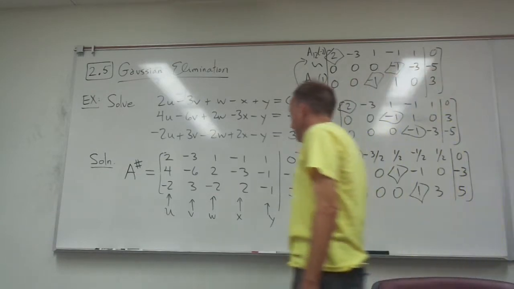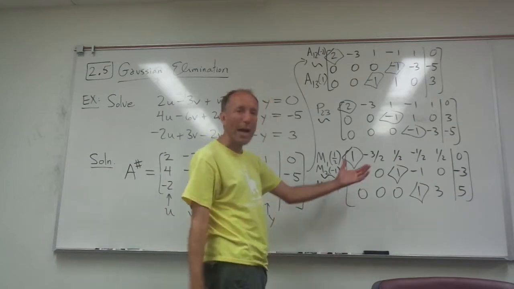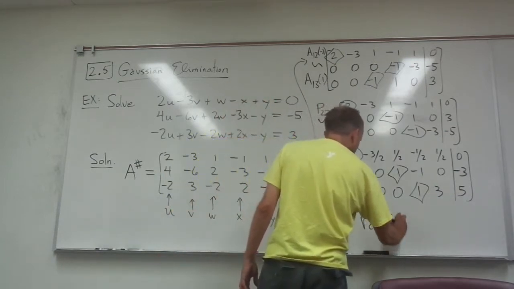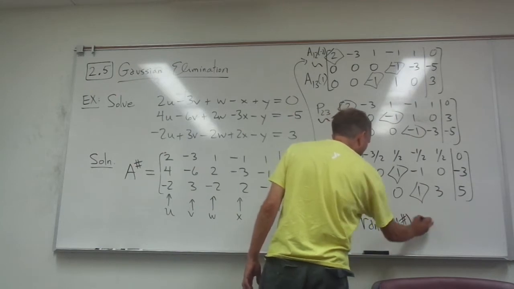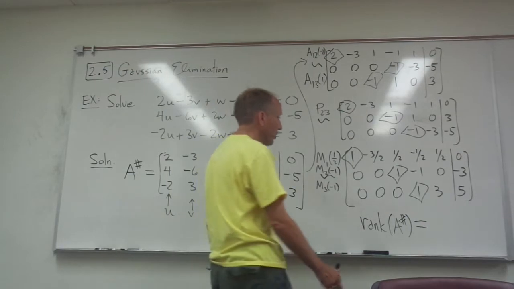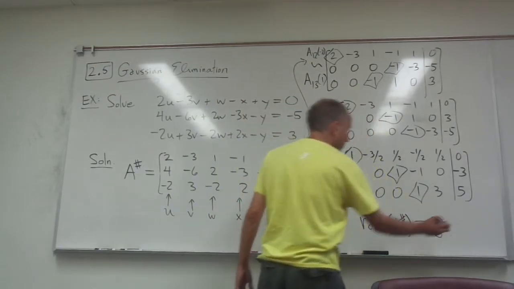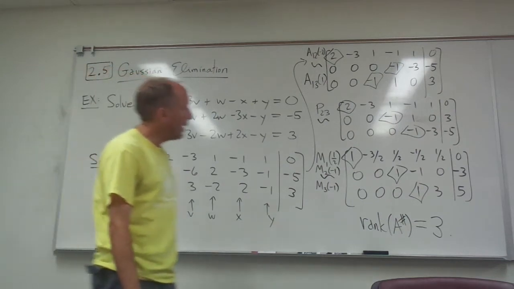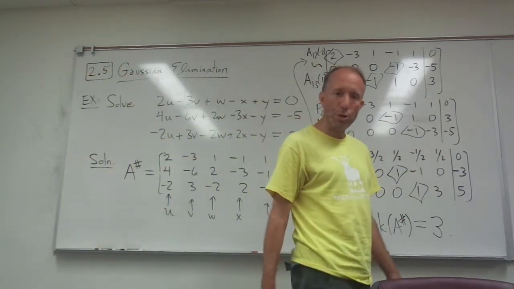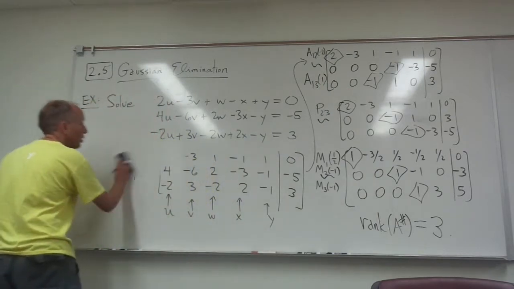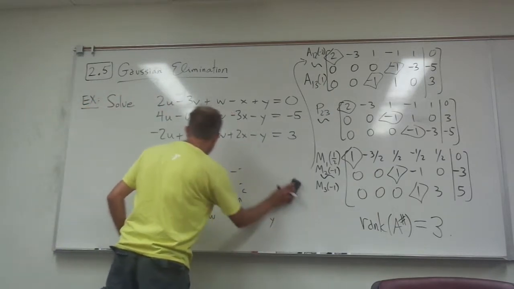Now we should stop and ask ourselves, what is the rank of this matrix here? This is the rank of A sharp. Remember, it's just the number of pivots in the row echelon form, and there are 3 of those here. So this is a matrix of rank 3. All right, and we've got it into a good row echelon form. Now, once we've done that, the question is, how do we go back and get the solution to our system?